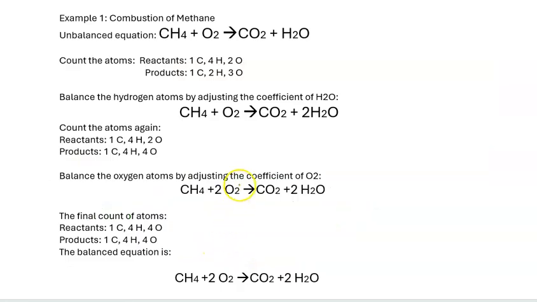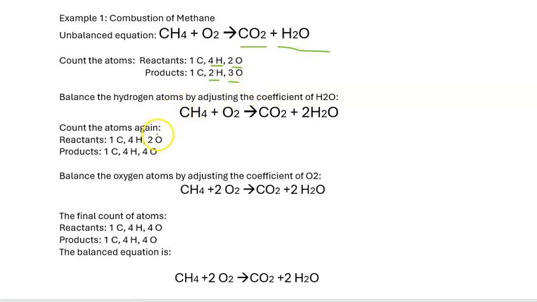Well, here we have an equation of combustion. This compound is methane plus oxygen, which produces carbon dioxide and water. All combustion reactions will produce CO2 and water. You will count the number of carbon, hydrogen, and oxygen atoms. You can see that hydrogen is not balanced, and oxygen is not balanced.